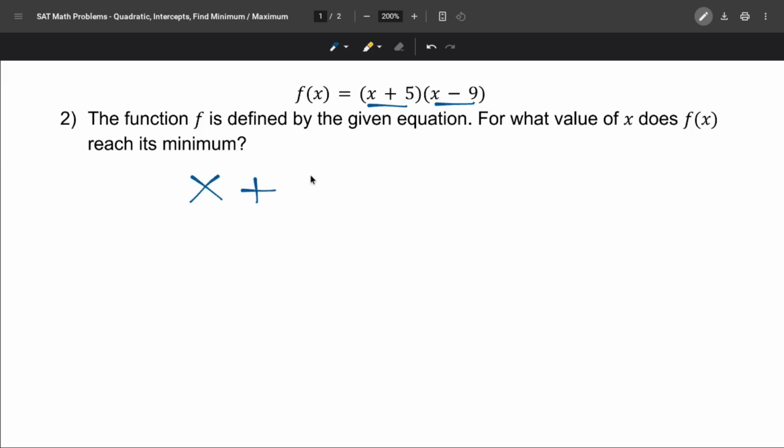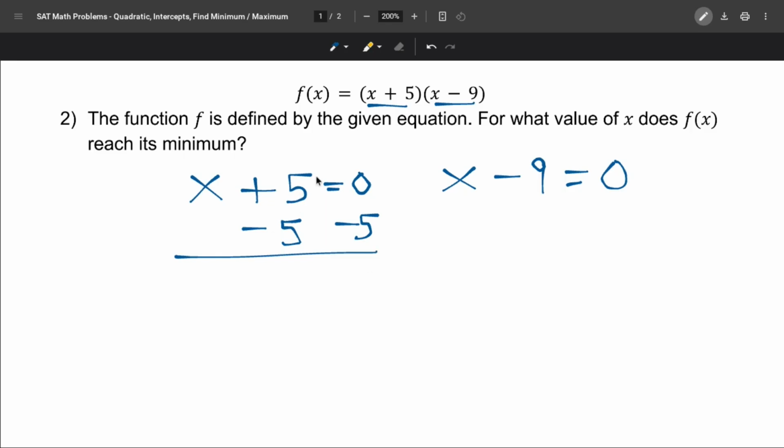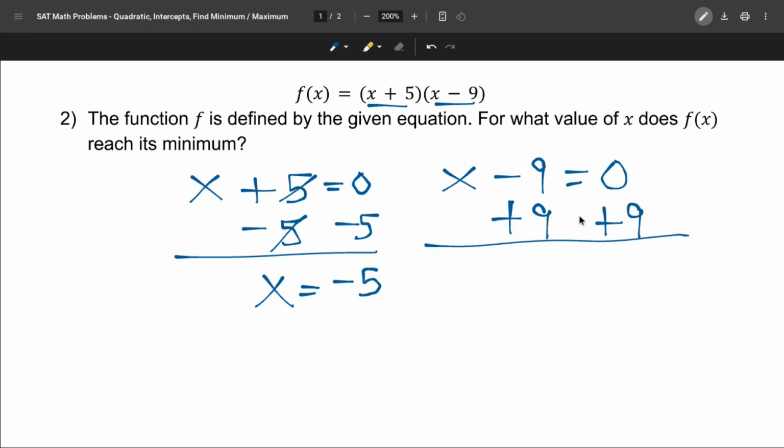So x plus 5 equals 0, and x minus 9 equals 0. To undo the addition of 5, we're going to subtract 5 from both sides. 5 minus 5 is 0, so we get x equals negative 5. Here we're going to add 9 to both sides to undo the subtraction of 9. 9 minus 9 is 0, so we're left with just x equals 9.